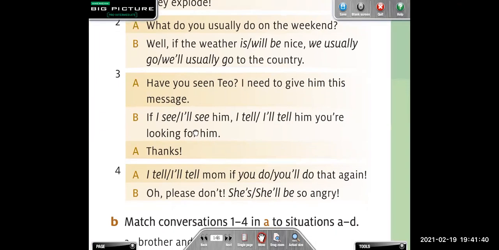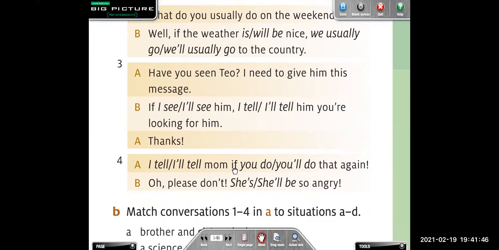Number 3. Have you seen Theo? I need to give him this message. ¿Qué sería aquí? If I see him, I will tell. Aquí sí sería una suposición. ¿Ok? No podríamos decir I tell, porque no sabemos si lo vamos a ver, ¿cierto? Entonces sería, if I see him, I will tell him you are looking for him. Si lo veo, yo voy a decirle que lo estás buscando. Entonces es una suposición. ¿Ok? Si lo veo, le voy a decir.